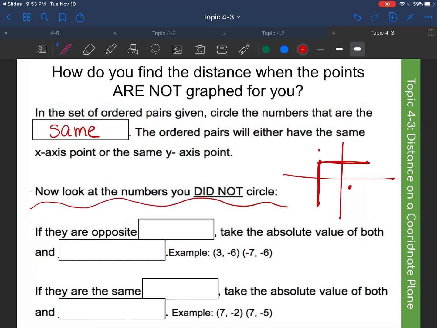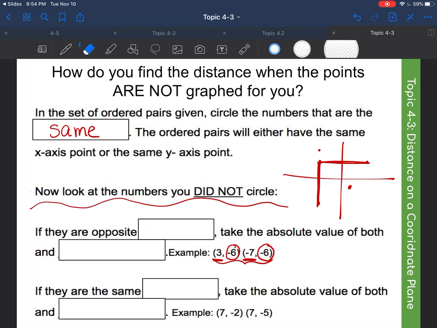So, for example, in the example given here, we have the first ordered pair 3, -6, and the second ordered pair -7, -6. Okay, what is the coordinate that is the same in both ordered pairs? Well, -6 is the same in both ordered pairs, so we're going to circle that. And then we're going to look at the other 2 numbers that we did not circle. So 3 and -7.